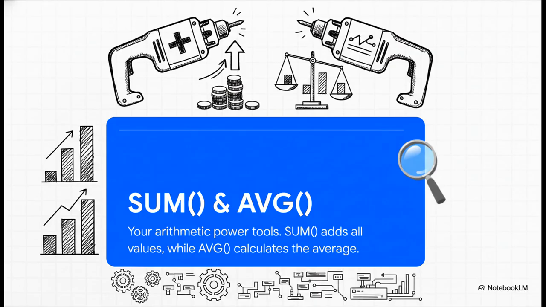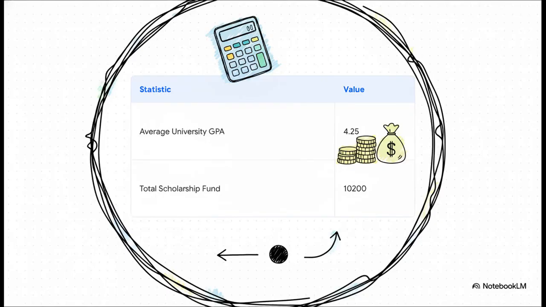Next up, let's bring in the arithmetic power tools, sum and AVG, which, of course, stands for average. If you've got a column of numbers, sum will add them all up, and AVG will, well, calculate the average. These are going to be your go-to functions for pretty much any kind of financial or statistical number crunching. So, for example, we can calculate the average GPA for the entire university, which turns out to be 4.25. And just like that, we've boiled down 6 different GPAs into one singular, meaningful statistic. That is aggregation in action.